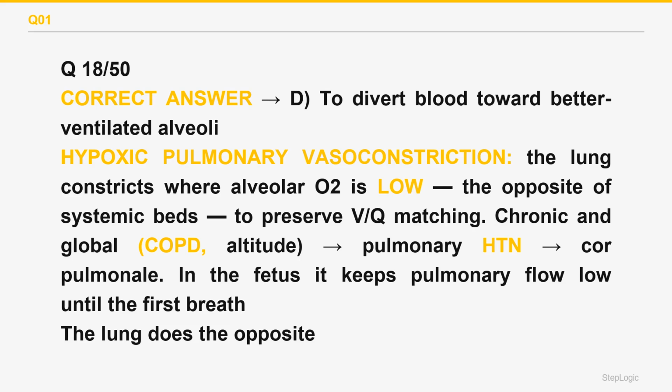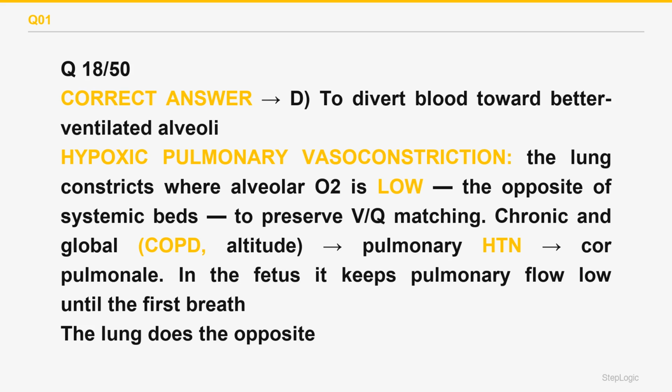Choice C inverts the consequence. When hypoxia is local, the response is helpful. When it is global, as in advanced COPD, sleep apnea, or life at altitude, every pulmonary arteriole constricts at once, pulmonary vascular resistance rises rather than falls, and sustained pulmonary hypertension leads to right ventricular hypertrophy and cor pulmonale.